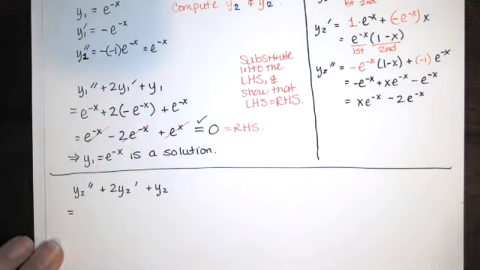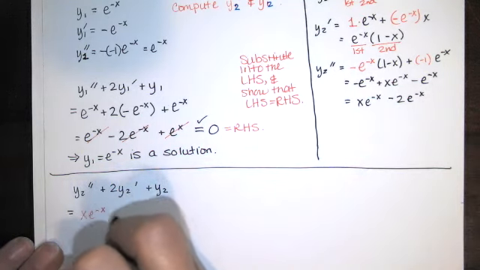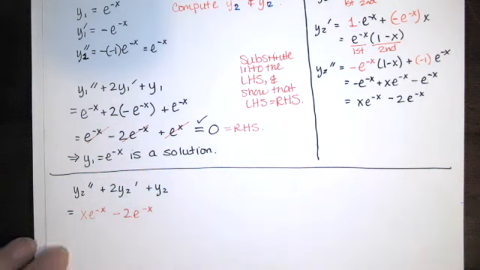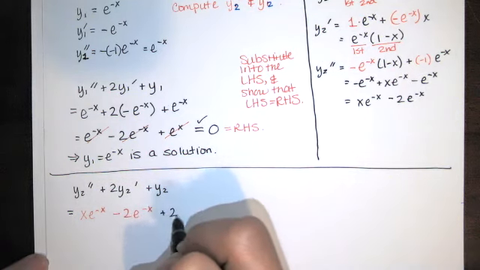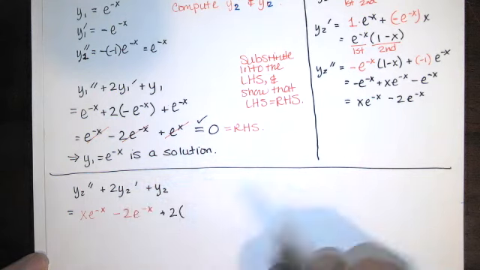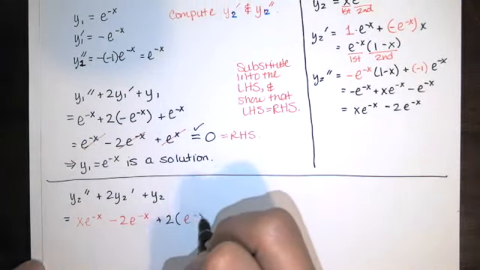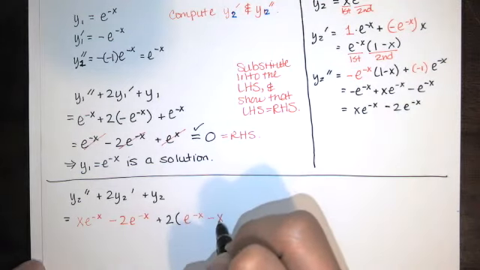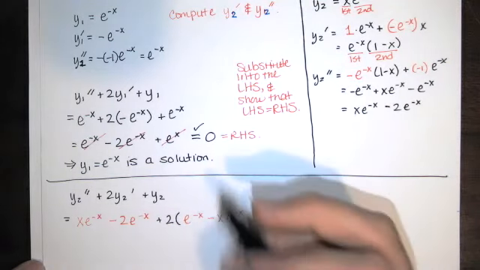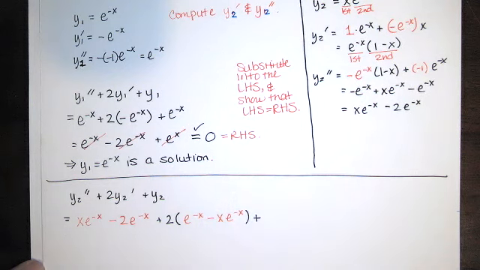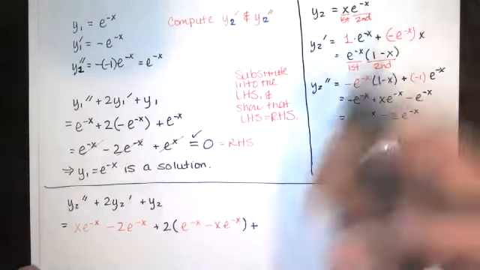first y2 double prime, which is right there. So I've got x e to the negative x minus 2 e to the negative x plus 2 times y2 prime, which in expanded form is e to the negative x minus x times e to the negative x, plus y2, which was x e to the negative x.